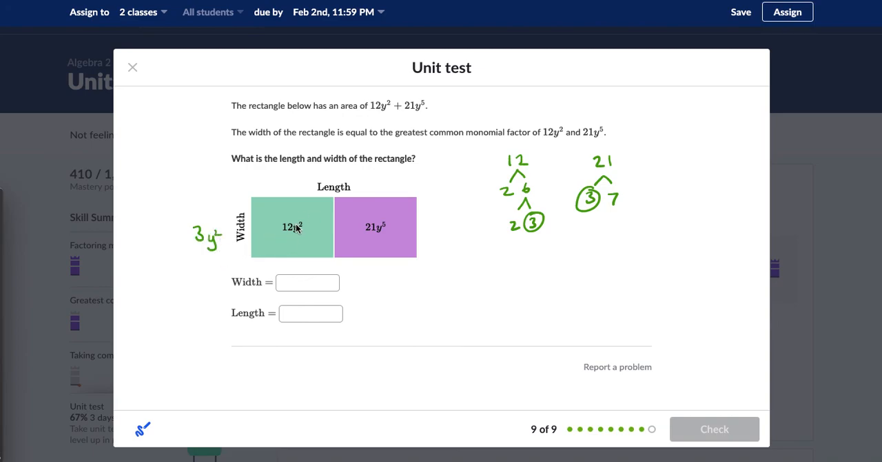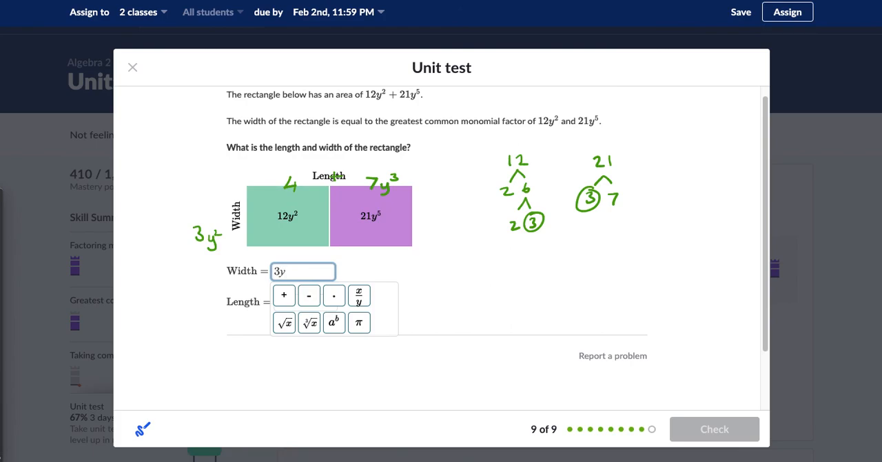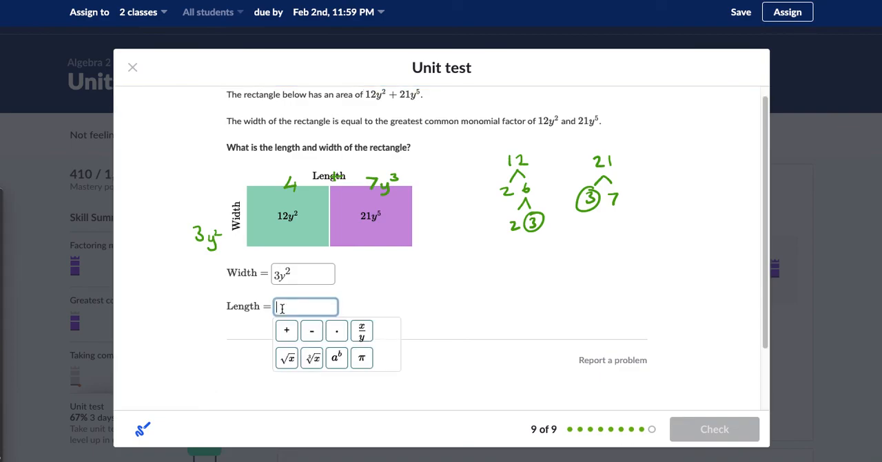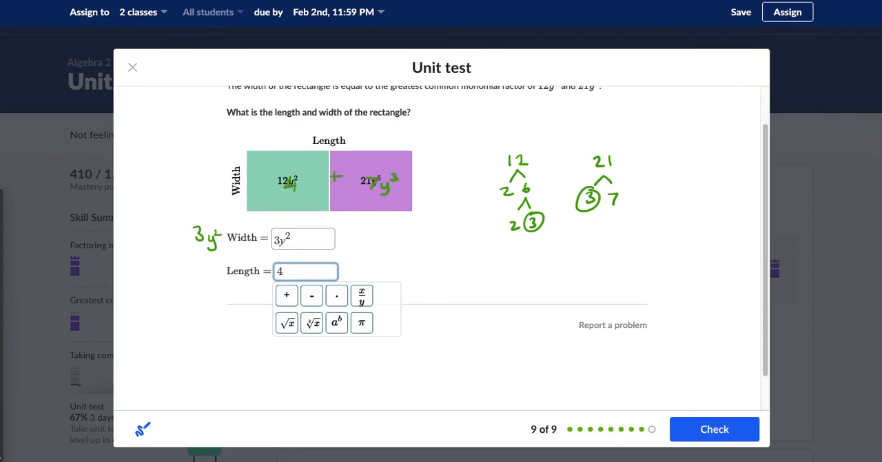So when we factor out 3y squared from 12y squared, we simply get 4, okay. And when we factor out 3y squared from 21y to the 5th, we get 7y to the 3rd power. Okay, so that's how that one works there. So our width is quite straightforward. Our width is just 3y squared, but our length is a polynomial, of course. So it's 4 plus 7y to the 3rd.